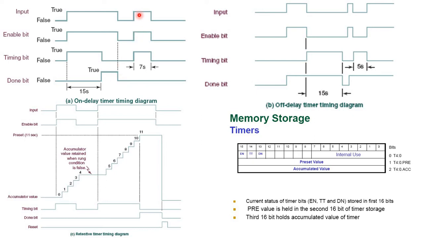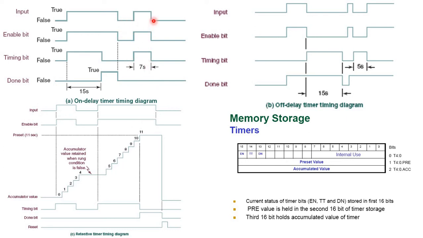Let's say another scenario: we turn on the input, but you turn it off again after 7 seconds. Your done bit has no time to be turned on, so your device will not be on at all, because you have made the input false before the timing finished, before the accumulated value reached the preset value. Okay, so this is the case.